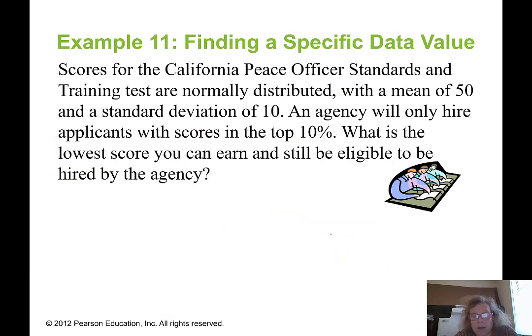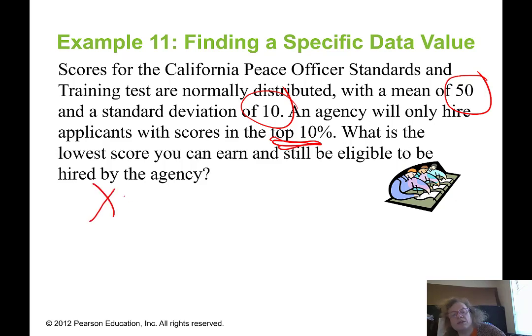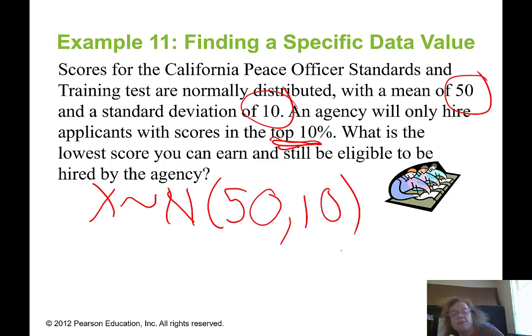Okay, one more problem in this set of slides. Example 11 on slide 23. Scores for the California Peace Officer Standards and Training Test are normally distributed with a mean of 50 and a standard deviation of 10. An agency will only hire applicants with scores in the top 10%. What is the lowest score you can earn and still be eligible to be hired by the agency? So what do we know? We know the distribution of scores, called x, some random variable representing a score. The distribution of scores is normal with mean 50 and standard deviation 10, right?